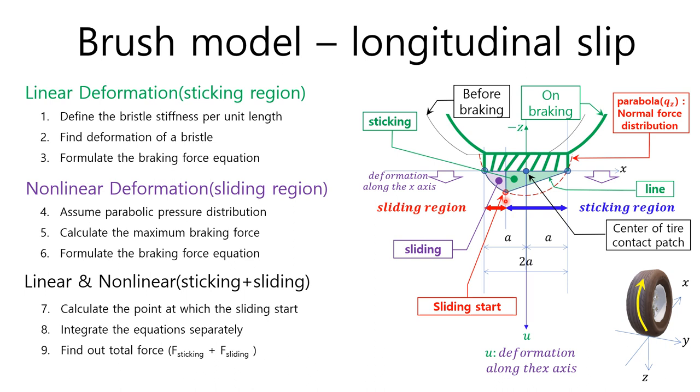The overall order of a brush model analysis is to establish separate calculation formulas for the sticking and sliding regions respectively, and to find the starting point for sliding, and then to integrate those formulas for sticking and sliding separately, and to sum those results up over the entire region. Let's go through this process step by step.